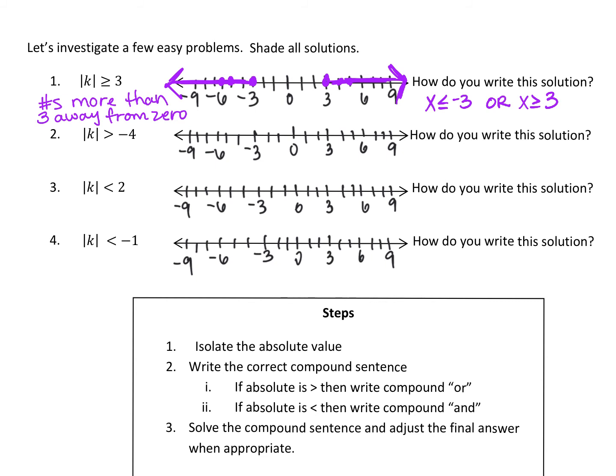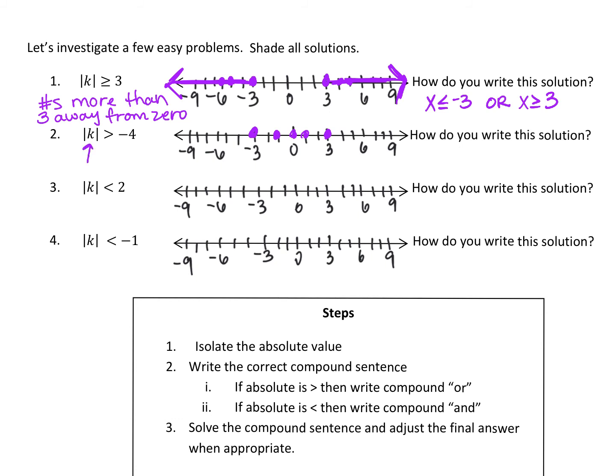Now the next one, number 2, the absolute value of k is greater than negative 4. Distances that are more than negative 4 from 0. You can't have a negative distance, right? Is a distance of 0 greater than negative 4? Yeah? Is a distance of 1 greater than negative 4? Okay, so 0 worked, 1, negative 1 worked. Distance of 3, is that more than negative 4? Yes. Same with negative 3.